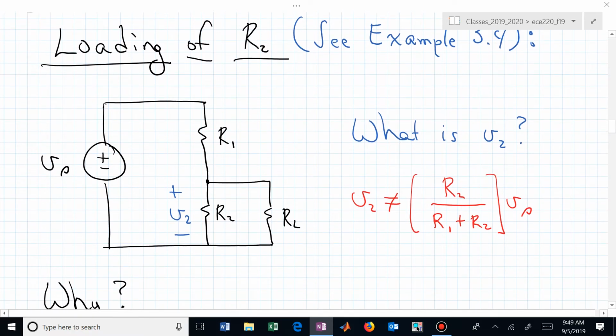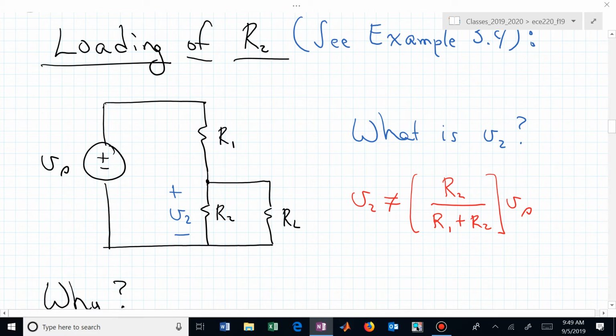Here's the cautionary tale associated with voltage dividers. You can't get locked into always assuming that when you have R1 and R2 stacked on top, that you can always just blindly apply the voltage divider to find the voltage across R2. Especially, and here's the caution, when you have something else attached to the two nodes that R2 is connected to. Here, R sub L is also connected across the resistor R sub 2.